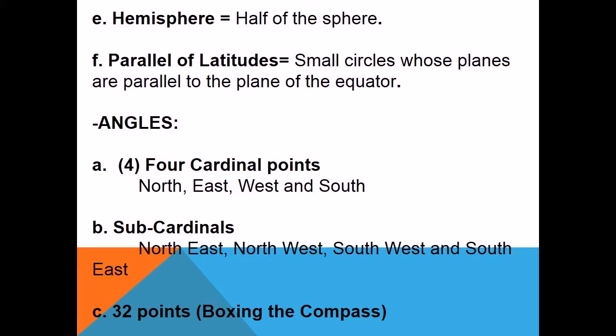E. Hemisphere: half of the sphere. F. Parallel of latitudes: small circles whose planes are parallel to the plane of the equator. Angles. A. Four cardinal points: north, east, west and south. B. Subcardinals: northeast, northwest, southwest and southeast. C. 32 points: boxing the compass.